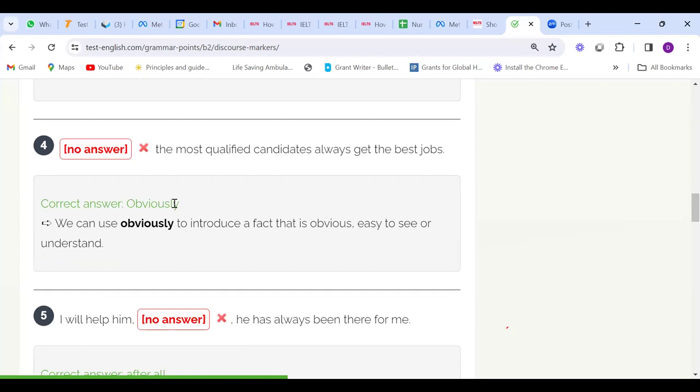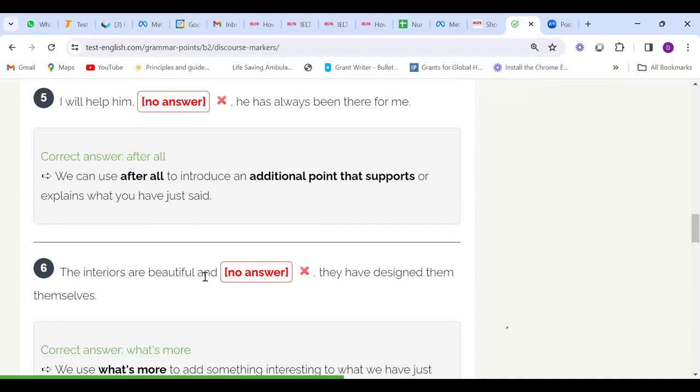Number four, dash, the most qualified candidates always get the best jobs. Correct answer, obviously. So here, obviously, the most qualified candidates always get the best jobs. We can use obviously to introduce a fact that is obvious, easy to see or understand. Number five, I will help him, dash, comma, he has always been there for me. Correct answer, after all. We can use after all to introduce an additional point that supports or explains what you have just said.